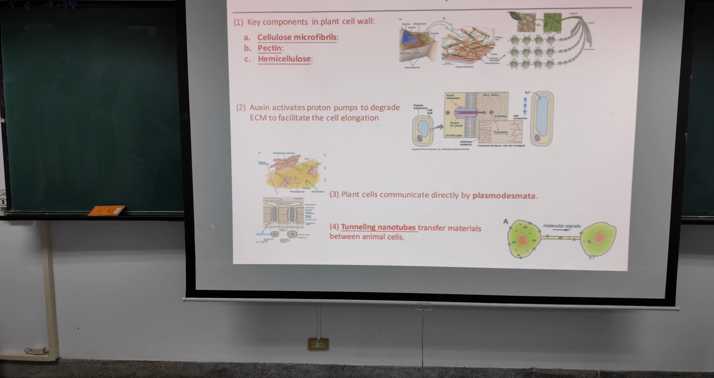For the final section, we introduced the key cellular components of the cell wall: cellulose microfibrils, pectin, and hemicellulose. We also talked about how auxin can activate the proton pump to degrade the ECM and the cell wall to facilitate cell elongation. We also introduced the plasmodesmata and the tunneling nanotube to transfer material between animal cells.